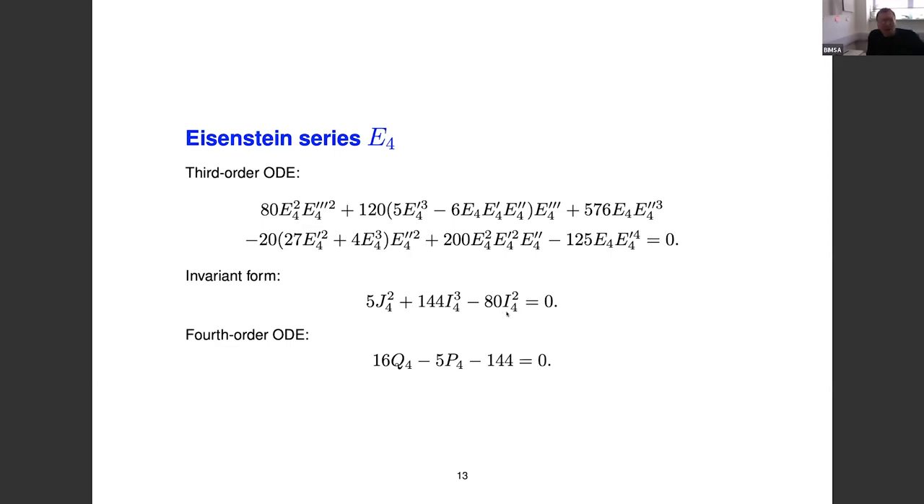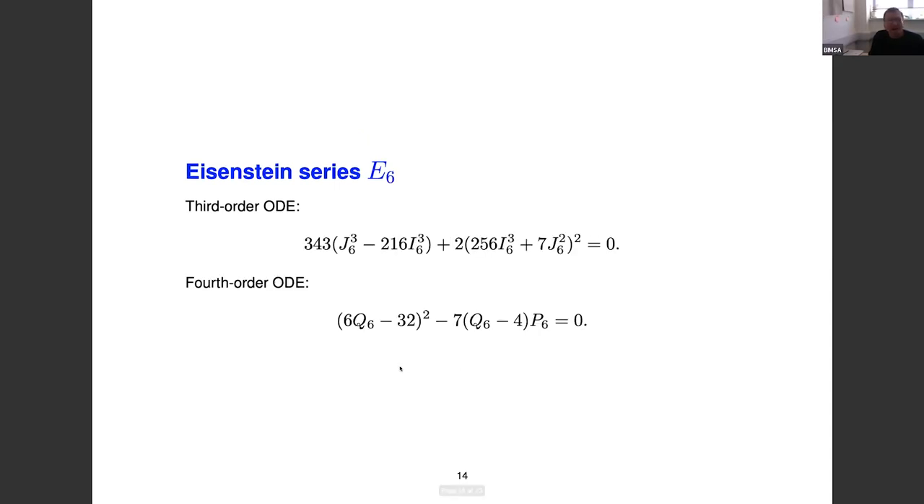And there is also a fourth order ODE. If you write it in terms of E4, it will be quite messy, quite a long ODE. But in terms of differential invariants, it's very simple. It's just this, right? This is a fourth order differential equation for E4, where for P4 and Q4 you substitute the differential invariants that I showed before.